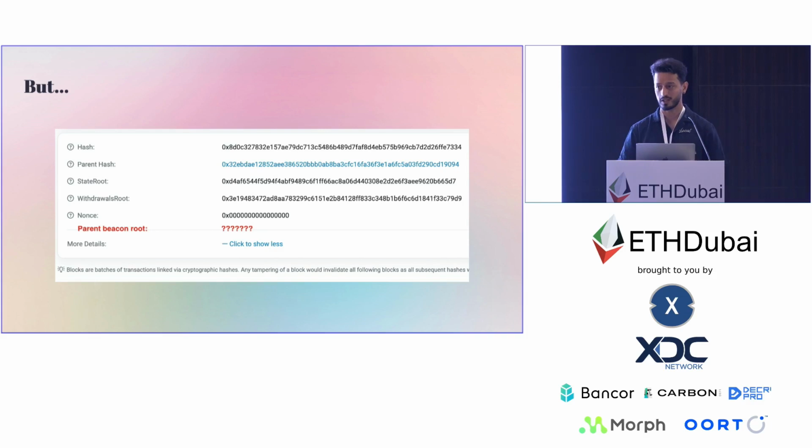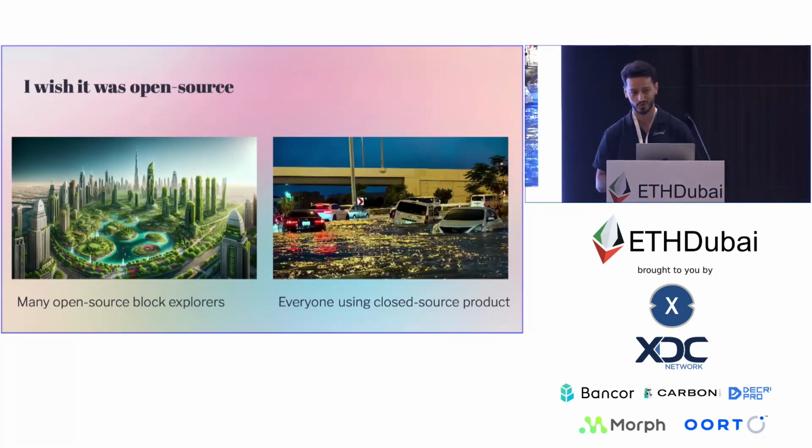So I was doing some development, and I wanted to know the parent beacon root of a block. I opened Etherscan as usual, and I'm looking for this field, and it's not there. In that moment, I was thinking, man, I wish Etherscan was open source. Obviously, maybe some of you don't know, but Etherscan is a closed source product.